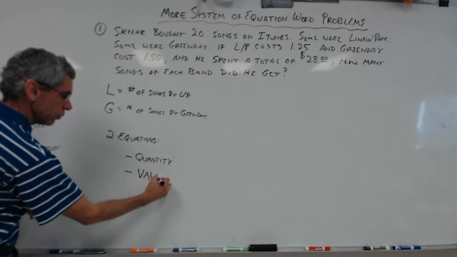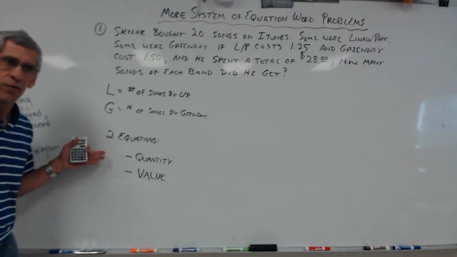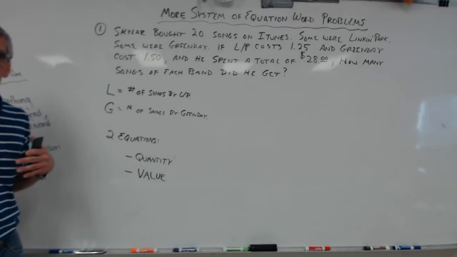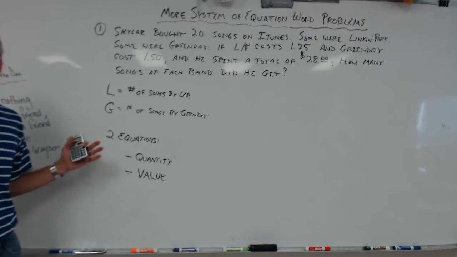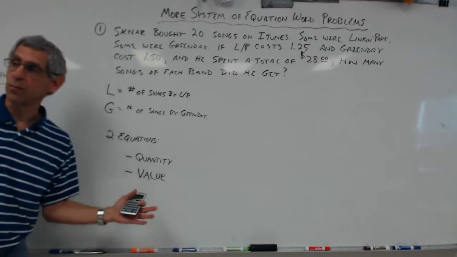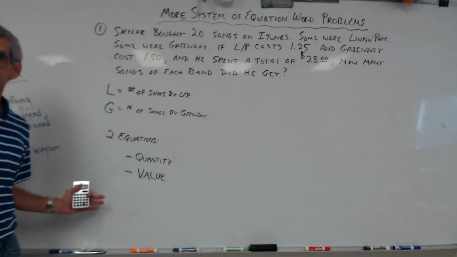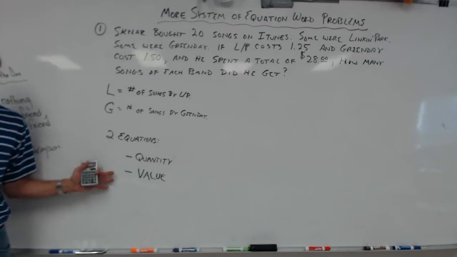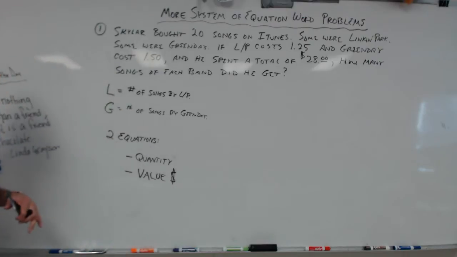Okay? So if you think of these 2 things, quantity means the number of songs add up to a certain amount. Value means the cost of the number of songs by Linkin Park, plus the cost of the songs by Green Day equals the total cost. Does that make sense? Value is money. Quantity is just the number of songs. Value is money, right? So value, I'm going to put a dollar sign here, just so you remember, okay?